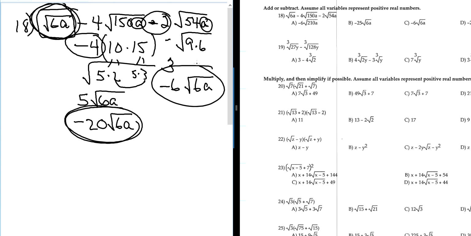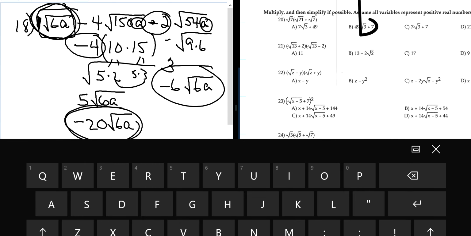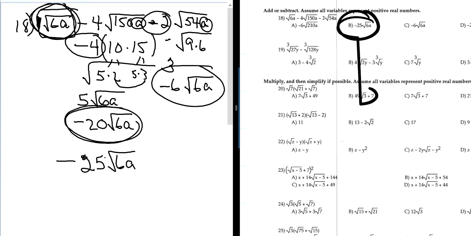And that's number 3. So all three have 6a under the radical, and then I simply have to add these up. This may have given you trouble here. Remember, that's a 1 here. So it's 1 minus 20 minus 6, and that's going to give you negative 25 root 6a. Okay, what is that, number 18? And it looks like it's B.